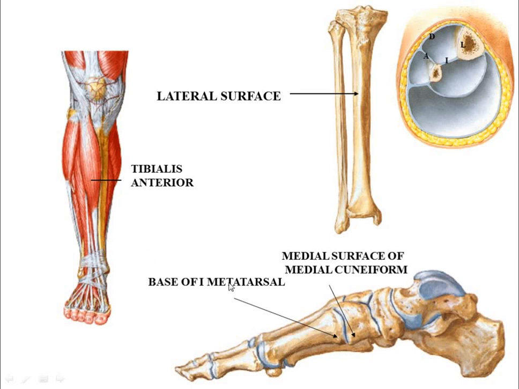This goes down and attaches to the base of the first metatarsal bone and to another small tarsal bone present over here, the medial cuneiform bone, on its medial surface. There are three cuneiforms present in the foot: medial, intermediate, and lateral. So the great toe is towards the medial side. So it attaches to the medial surface of the medial cuneiform bone and the base of the first metatarsal bone. Tibialis anterior ends out here, so it's not going to extend the toes.